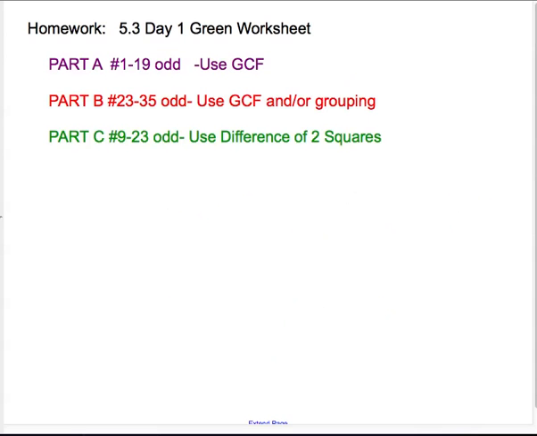And that is it. That'll be your assignment. We'll have a worksheet for our factoring.